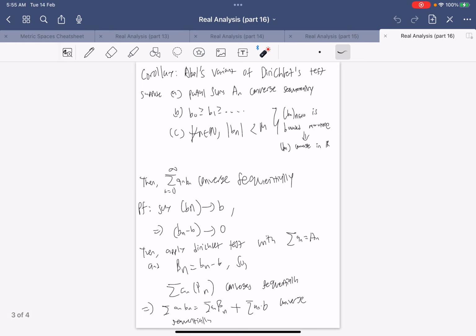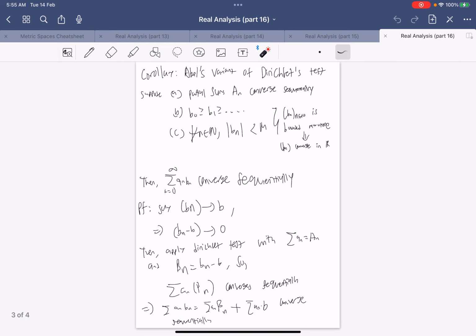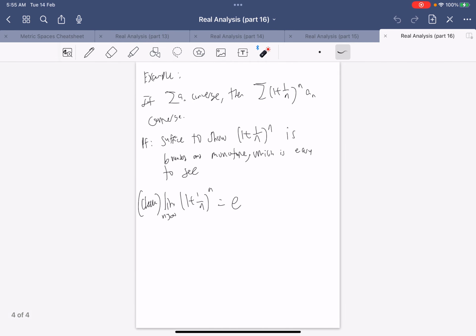And so by Abel's variant, because we know that the series of a_n converges, we just need to show that this part is bounded and monotone. Or you can just show that this part converges, which is bounded and monotone in R. And so you can see how Abel's variant of Dirichlet's test is being applied.